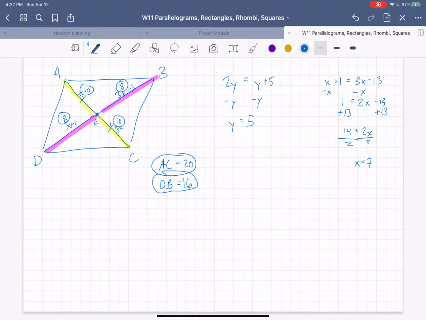So that's infuriating that it wasn't drawn to scale. But it's true. So let's move on to our next example.